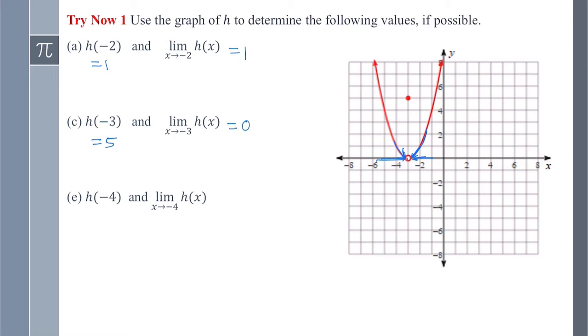Okay, now the next part of that question is find h of -4. So at x equals -4, the value of the function is again 1. And the limit, when x approaches -4, from the graph, we can see the function is approaching this value right here, which is again 1. So I think you have a clear idea how to find a limit from the graph.